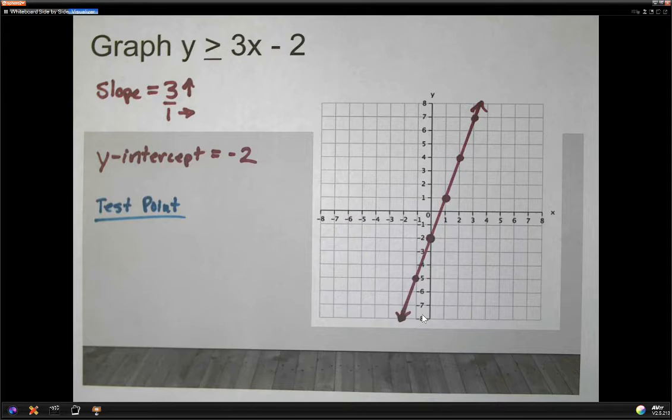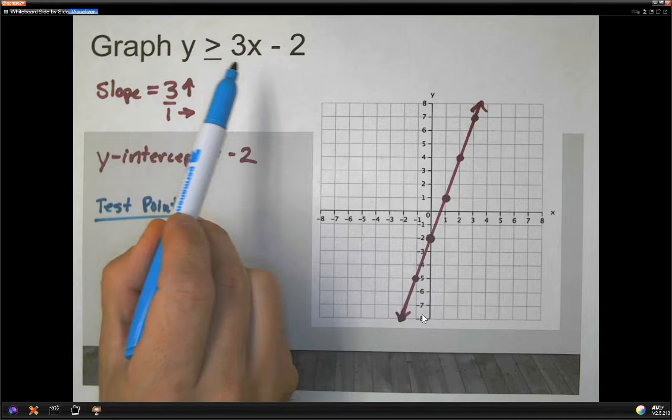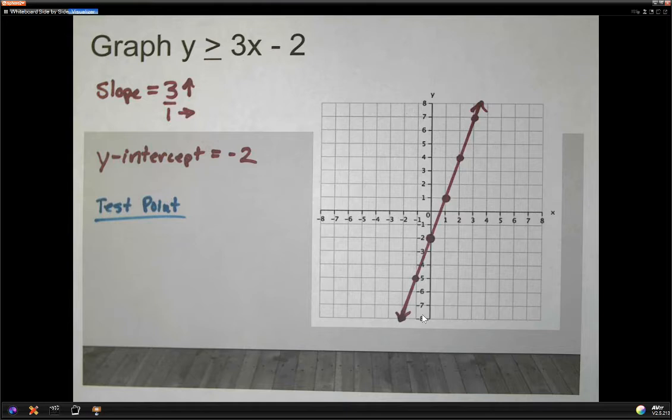Because if you use your test point and plug it into the inequality and it comes out true, then you know you have shaded the right area, because every point in the shaded region will make the inequality true. Every point that is not in the shaded region would make the inequality false. And we'll double check this, and I'll explain it a little bit more.